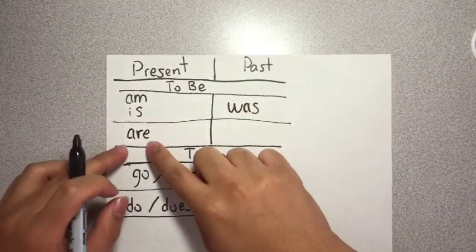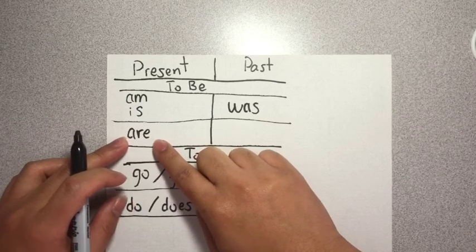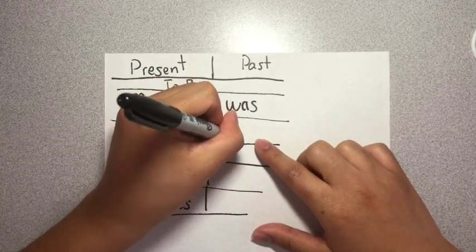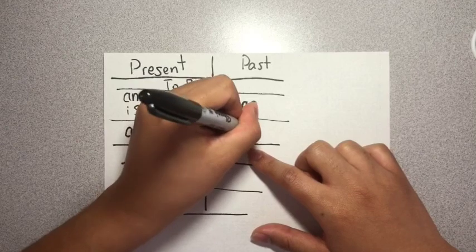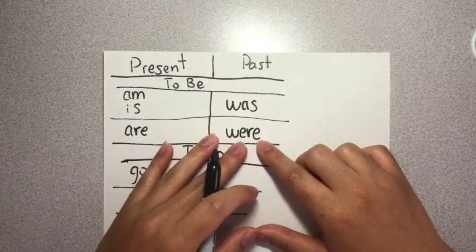Also with to be, we have are. You are, they are, we are. In the past, we say were. You were, they were, we were.